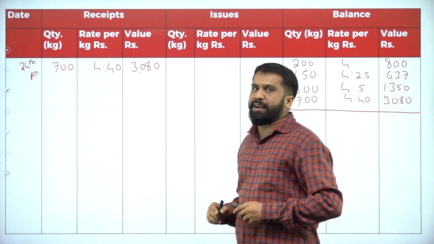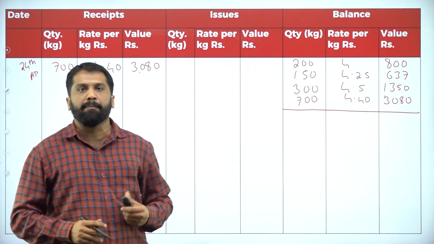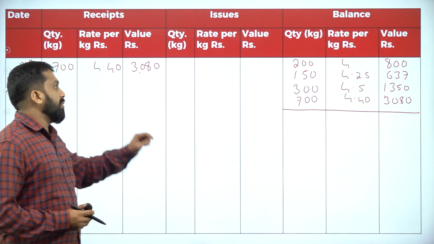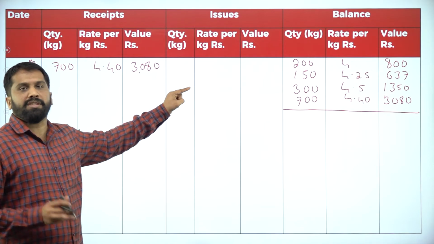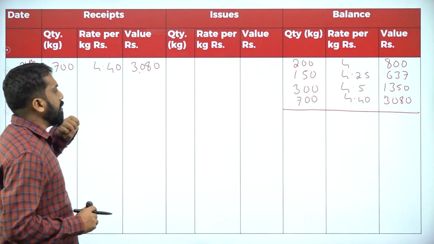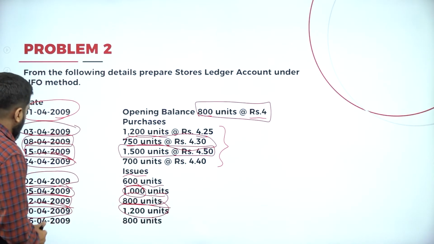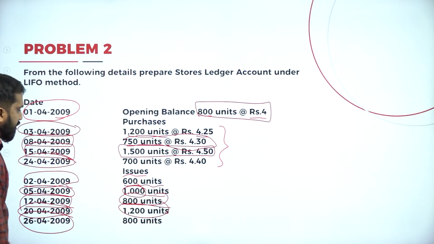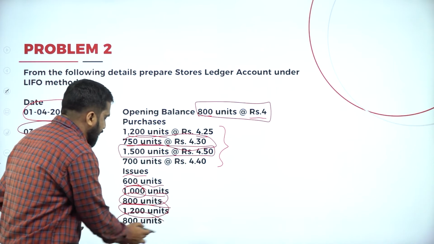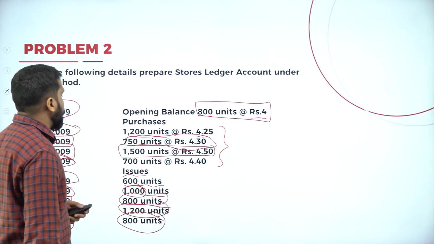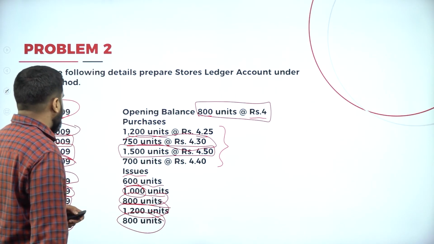In case of addition, we should do like this. Now, we have to copy all the old ones and add whatever the current purchase is. Clear? Yes. Now, I'll go back to the last one. The last one is 26th April. 800 units are issued. How many units are issued? 800. I'll go back to that. 26th April.